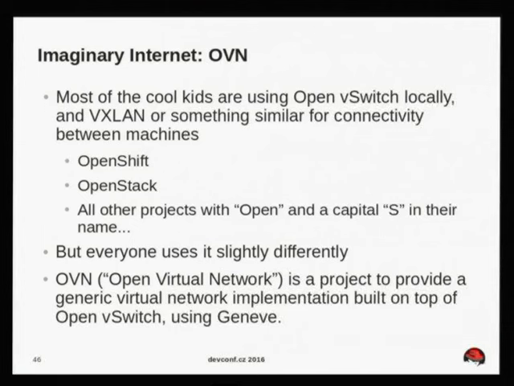So at the moment, OpenShift, OpenStack, and various other things are using vSwitch for their local network, and then VXLAN for connectivity between different computers. Everyone is doing it slightly differently with their own set of rules. So the vSwitch people are now working on something called OVN, Open Virtual Network, which will provide a generic implementation of this that hopefully everyone can use. It's going to use Geneve. I'm not sure exactly how close to done it is.